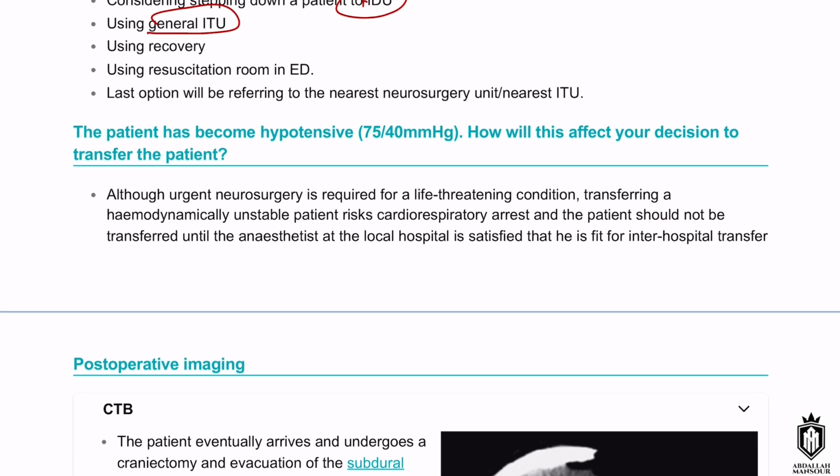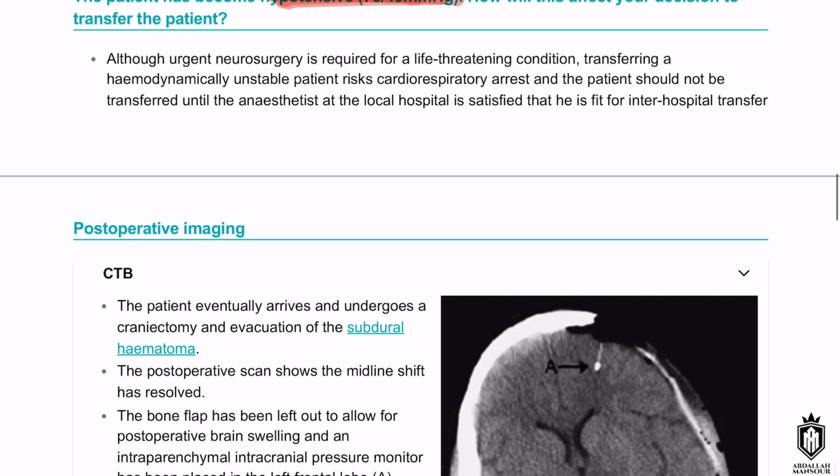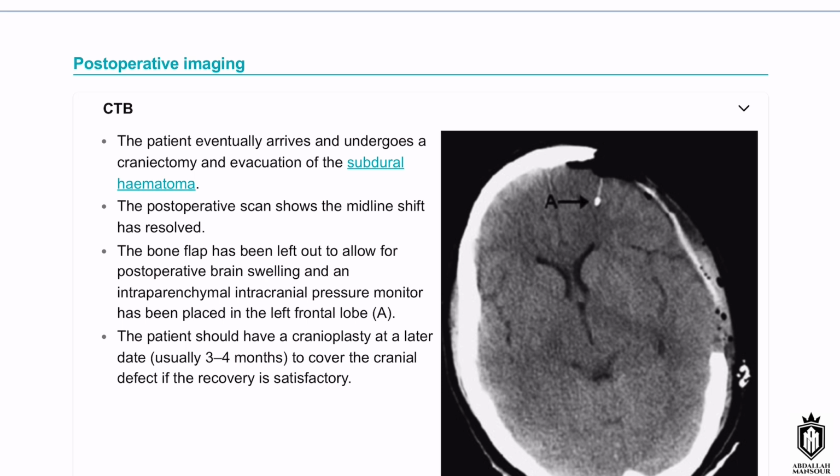The patient has become hypotensive, about 75 over 40. How will this affect your decision before transferring this patient? Although we do understand that this patient needs an urgent neurosurgical intervention, being hemodynamically unstable will definitely affect their cardiorespiratory function and can lead to an arrest as well. So we need to make sure that they are safe and stabilized, and also that they don't have any source of bleeding. They might have a systemic source of bleeding, and that's why they are hypotensive. So we look for other injuries as well.